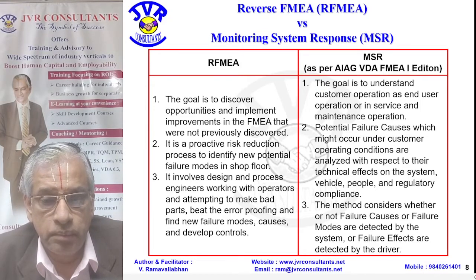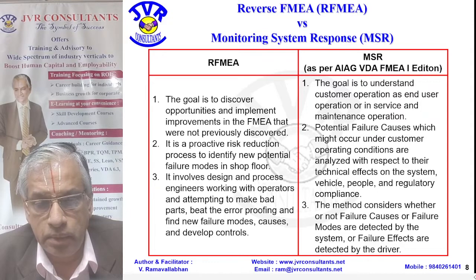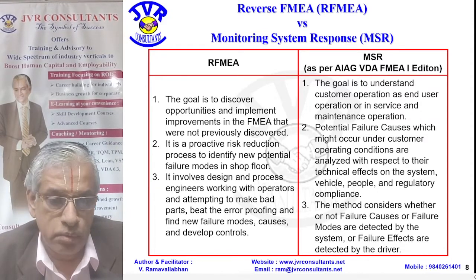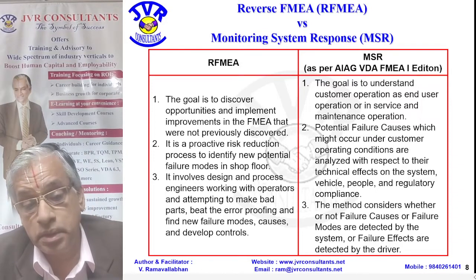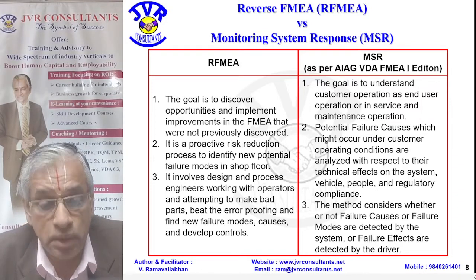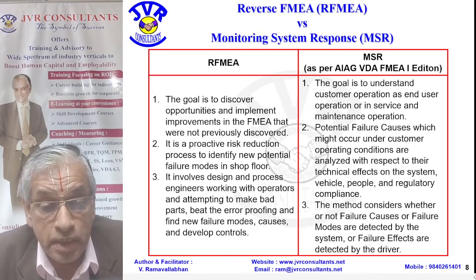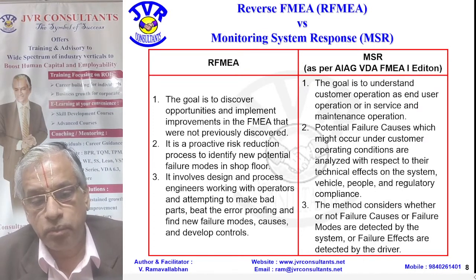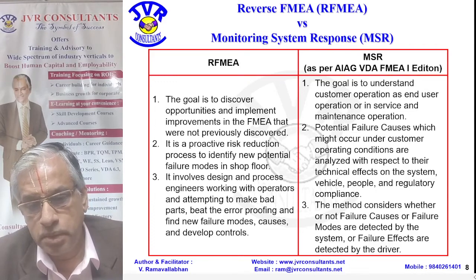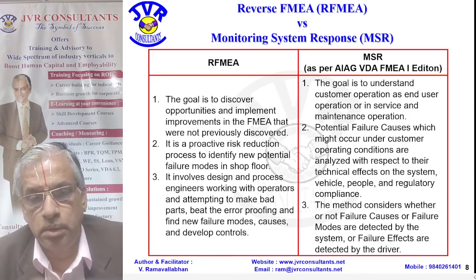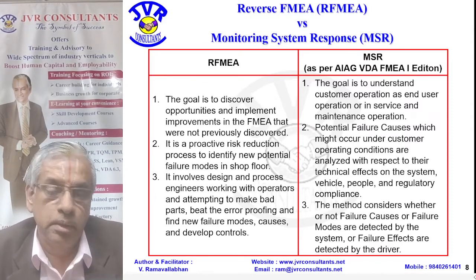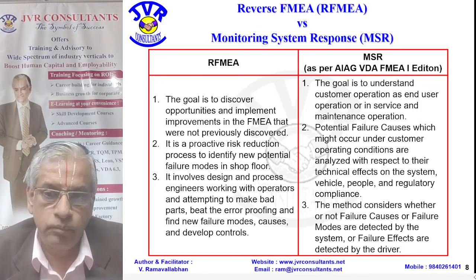So, as I said, instead of corrective, this is preventive. That means it is proactive in identifying new potential failure modes. It involves design and process engineers. The design and process engineers have to work with the operators, attempting to make some bad parts, beating the error proofing. So you have already kept some error proofing; check whether your bad parts are being caught by the error proofing or not, and whether any new failure modes or causes are being identified. Based on that, you need to develop controls.